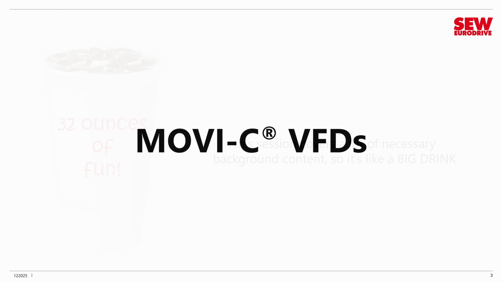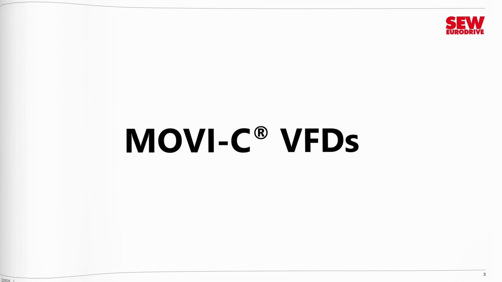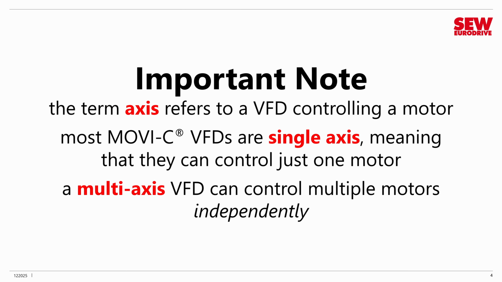big drink. We're going to begin by talking about MOVI-C VFDs, variable frequency drives. We're going to give you some background information about them. We're going to survey the ones in the control cabinet branch of the MOVI-C big red umbrella that we talked about last time. And I'm going to begin with one of many important notes that you'll see scattered throughout this class. I want to define some terms that I'll be using a lot.